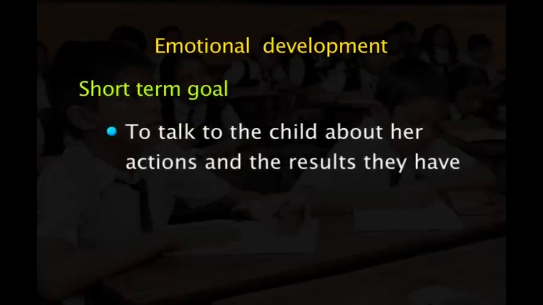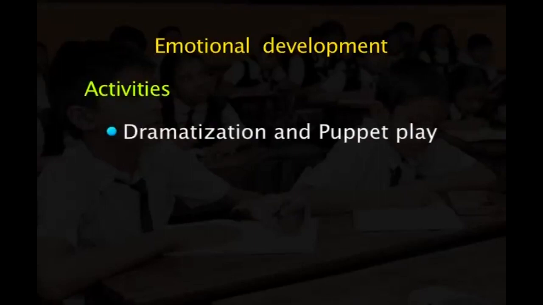Emotional development area. The short-term goal is to talk to the child about her actions and the results they have. So, for this, the activities that can be suggested are dramatization and puppet play. So, these are some of the activities through which the short-term goals can be attained in different development areas.